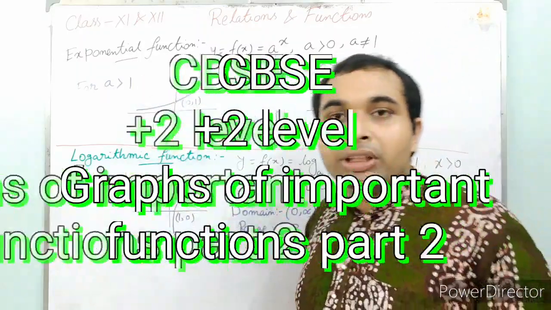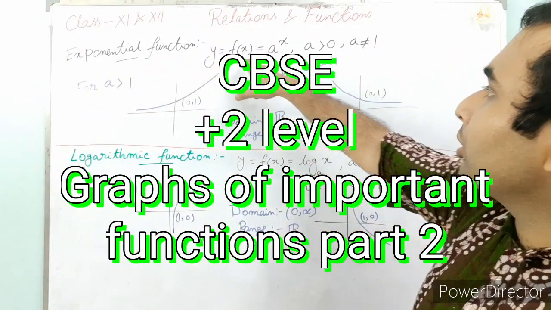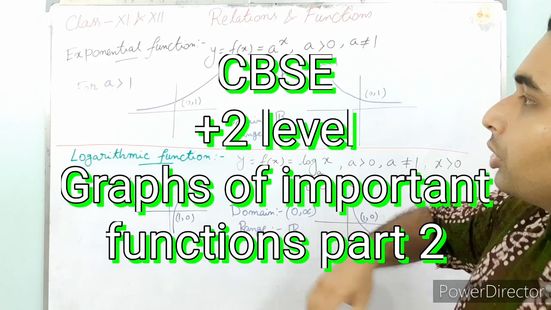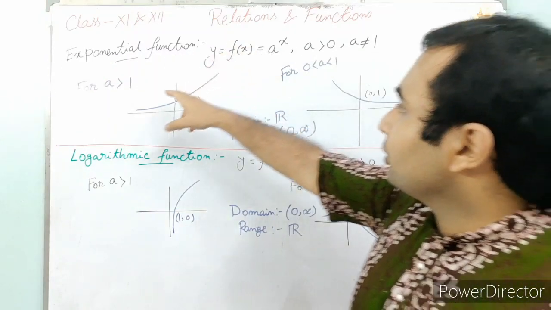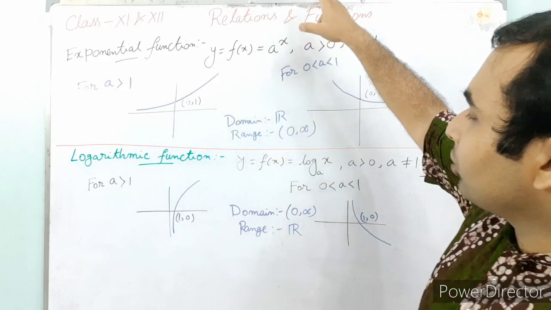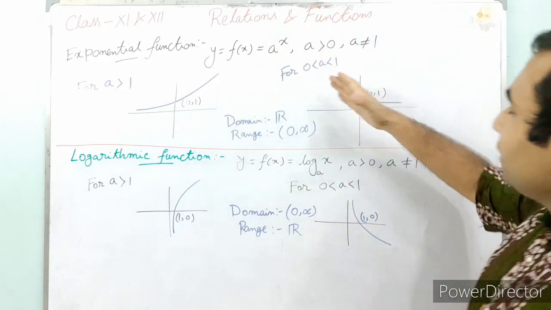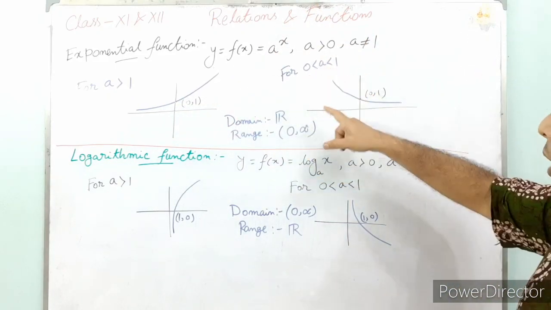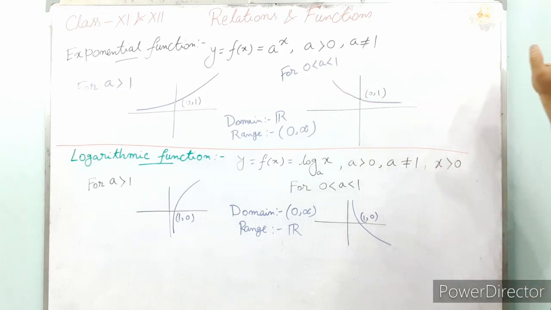This is the exponential function, y equals a to the power x. This is called the exponential function. If a is greater than 1, then the graph looks like this one. And if a is in between 0 and 1, then the graph looks like this one.